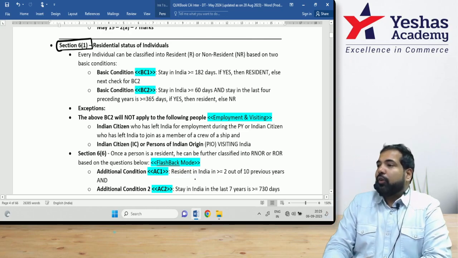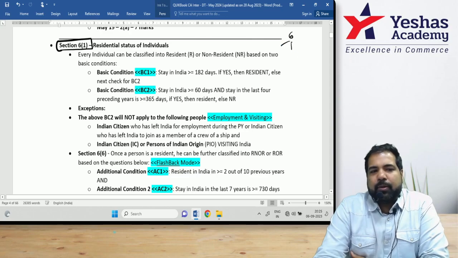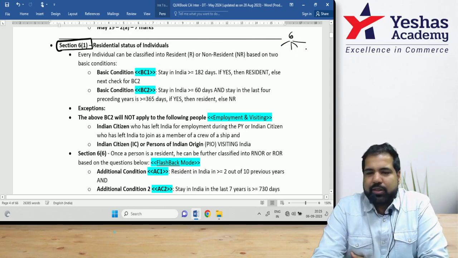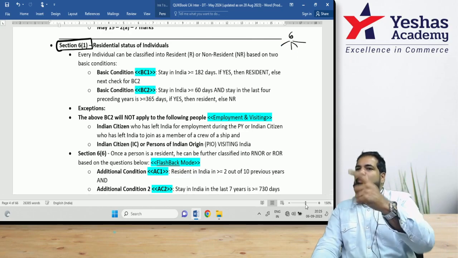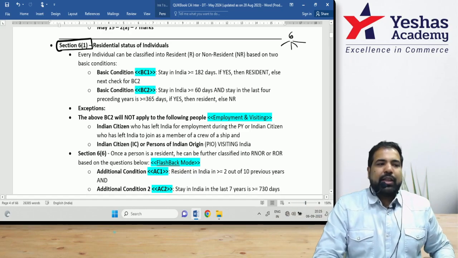All right. Next, guys, in section 6.1, where you talk about what now? Residential status of individual. 6.2, residential status of HUF. 6.3, companies, and 6.4 is all others. Let's start with section 6.1. You, me, everyone in India, guys, are under section 6.1 if you're an individual. There are two basic conditions.